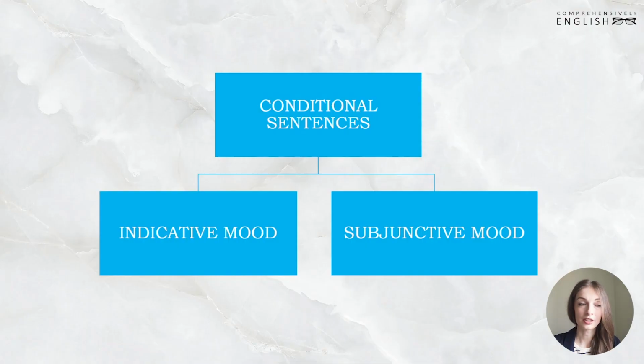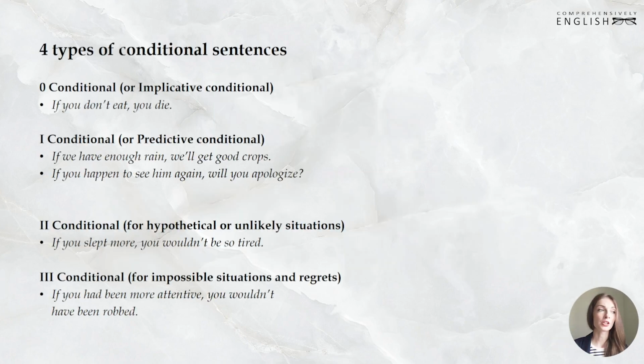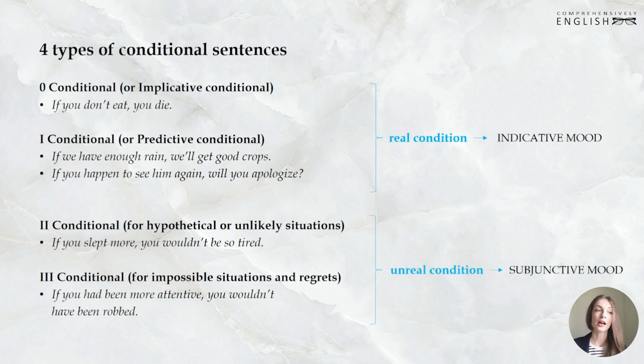In case of English, we speak about the indicative mood and the subjunctive mood. That's true for all conditional sentences. They either contain the indicative mood or they contain the subjunctive mood. So zero conditional and first conditional express real conditions, and thus they contain the indicative mood. The second and the third conditional express unreal conditions, hypothetical situations, or regrets about the past. Thus, they are in the subjunctive mood.